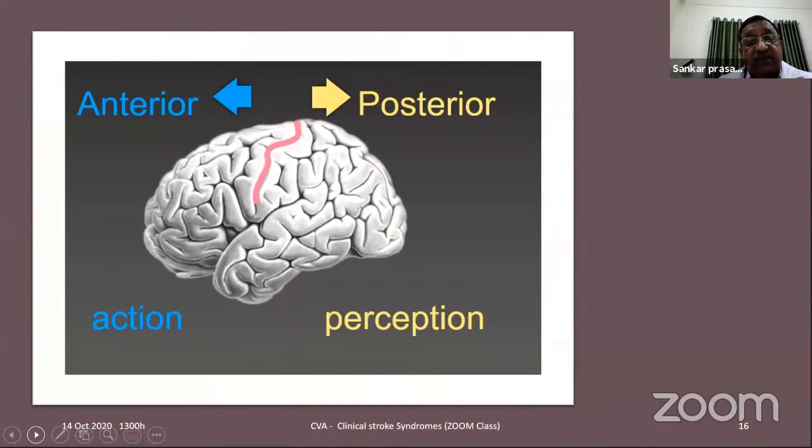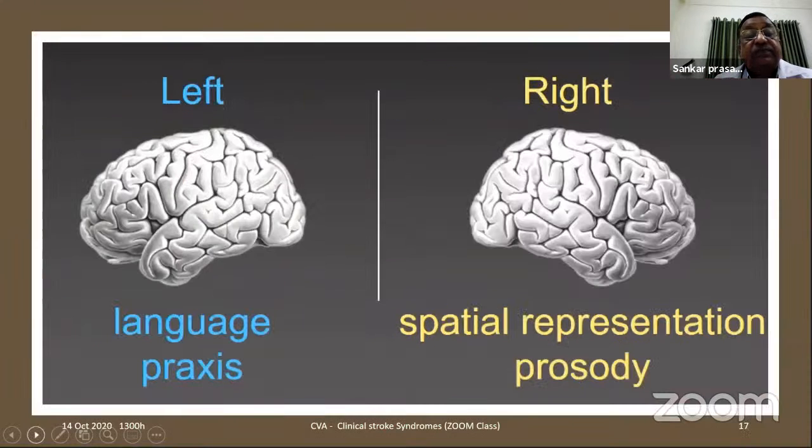Similarly, we look at what is dorsal and what is ventral. Okay, next slide. On the left side we have language and praxis. Praxis is the coordination of motor programs, and language functions are on the left side. And on the right side you have spatial representation, and the prosody of speech is on the right side.